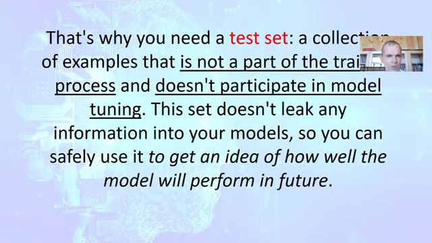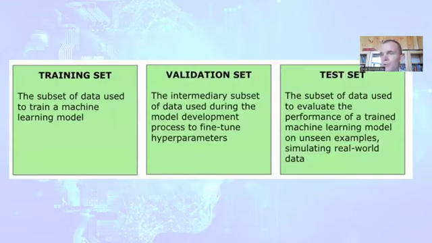So yes, to summarize, that is why we need a test set, a collection of examples that is not a part of the training set, and it does not participate in the model tuning, which is validation. This third set does not leak any information into your models, so you can safely use it to get an idea of how well the model will perform in future on never seen before data. So we need all three of them.